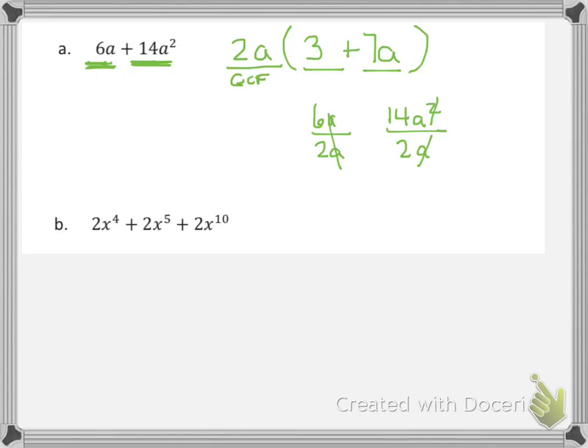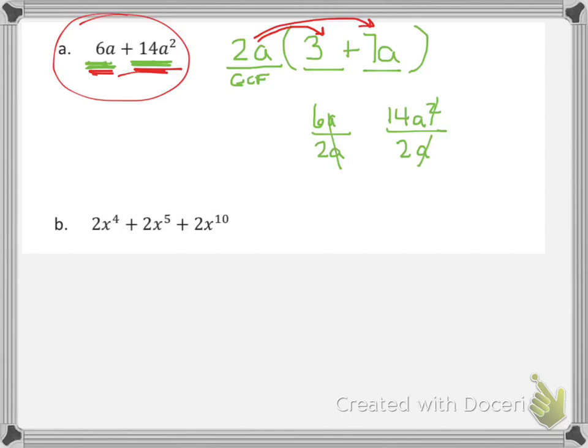All right, how do I know if I'm right? Well, I can use the distributive property again to multiply that 2a back into the expression and see if I get my original expression. Well, 2a times 3 is 6a, so that first term checks out, and then 2a times 7a would be 14a squared, and that second term checks out, so I know I factored that expression correctly.